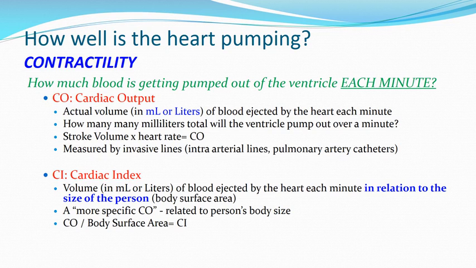Someone over 4 times the size of our little 80-pound woman probably needs more blood than 4.5 liters to pump to that larger body. So this is where cardiac index comes into play. And cardiac index uses that same cardiac output number, but then takes into account the size of the person or their body surface area. So which number do you think is more useful to us, cardiac output or cardiac index? It's cardiac index, because now we see if 4.5 liters was really enough blood for a 350-pound man.